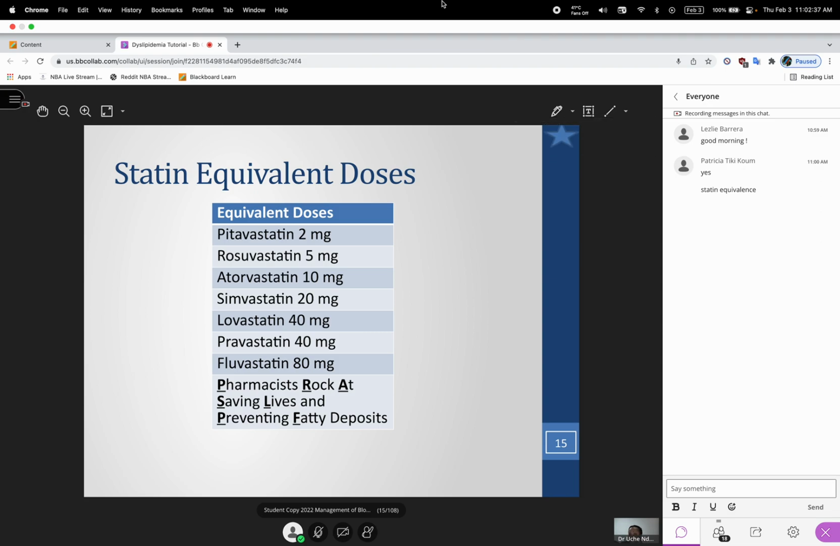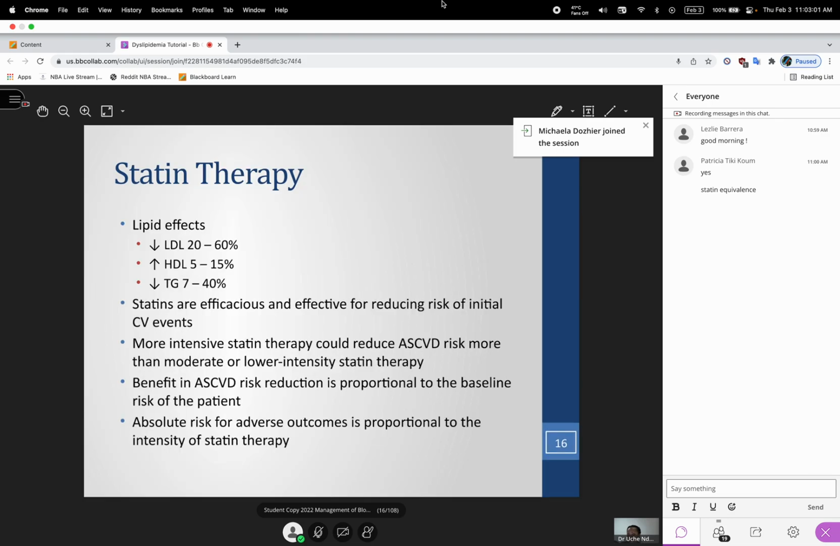So this is a very important slide. I'm not going to ask you a question just like this, but I will ask you something about a patient needing to be on this versus that, and you're going to have to know whether that is a more potent dose or less potent dose, or needing to convert a patient from one statin to the next. So this is information that you definitely need to know.